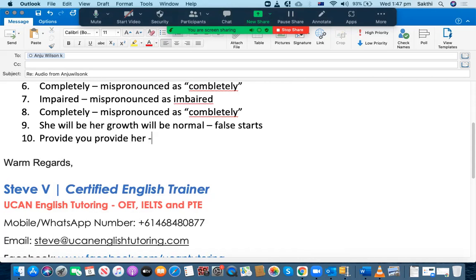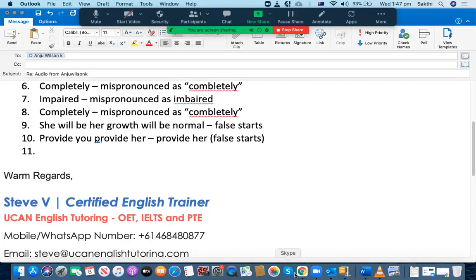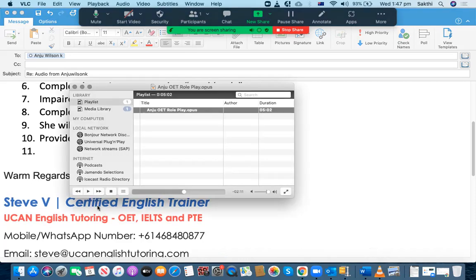Painkiller. All right. So here provide her is okay. So again, false starts were committed. That's not good. Sorry. Let's continue now.